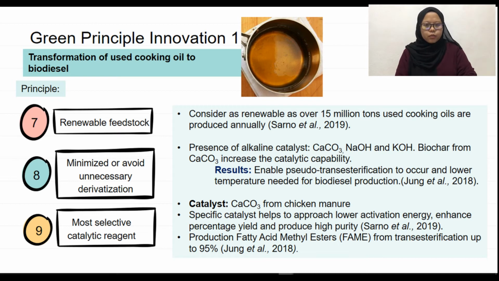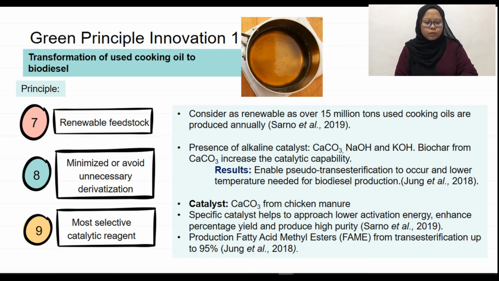Next one is principle number 8, which is minimize or avoid unnecessary derivatization. The presence of alkaline catalysts such as CaCO3, NaOH, and KOH. Biochar from CaCO3 increases the catalytic capability. As a result, it enables the pseudo-trans-esterification to occur and lowers the temperature needed for biodiesel production.